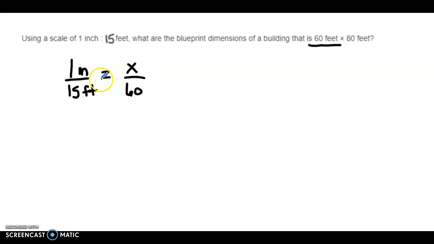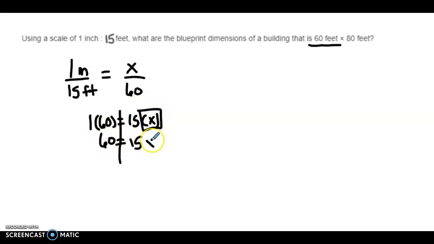So this is how I'm going to cross multiply. I'm going to do 1 times 60 equals 15 times x. Draw your line, box off your letter. 1 times 60 is 60. And then I need to get rid of the multiplying by 15. The opposite of multiplying is dividing. So I divide each side by 15. And x equals 4. That's not my final answer though. That's just the dimension for this one. So that's going to be 4 inches.